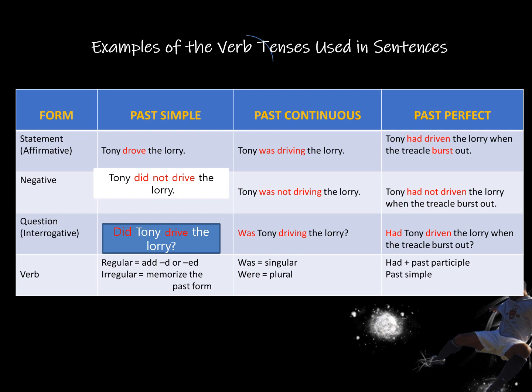And lastly, we have here, had Tony driven the lorry when the trickle burst out? So you have there had driven. Since we use the subject Tony, it goes in between, so had Tony driven the lorry when the trickle burst out? So remember that in the past perfect, it is had plus the past participle of the verb. And if you still have another part of the sentence, it could use the simple past form of the verb.